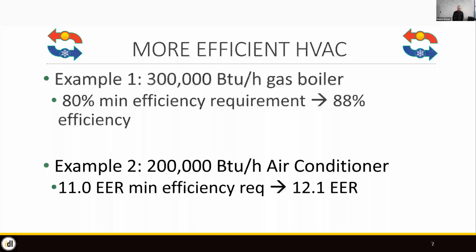So an example, if you've got a 300,000 BTU per hour gas boiler, according to code, you've got an 80% minimum efficiency requirement. Doesn't mean they have to jump up to 90%. It just means 10% above the minimum efficiency. So 10% of 80%, 8%. Another example is you've got an air conditioner going from an 11 EER to a 12.1 EER. Basically just do 10% better in order to achieve that optional efficiency credit. And once again, that's just one of 7 options.